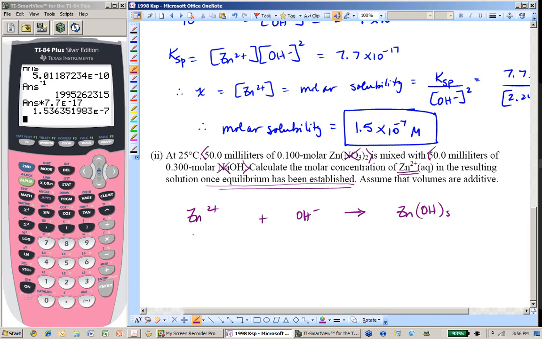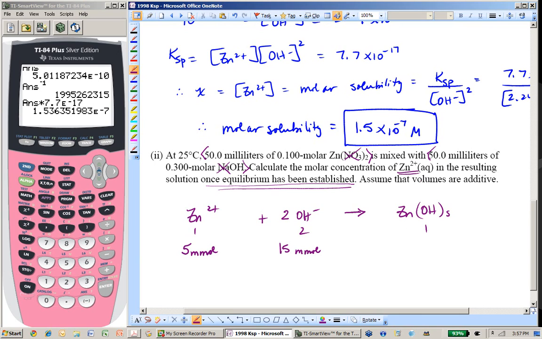So again, 50 times 0.1 is 5. So 5 millimoles of the zinc 2+ ion is present, mixed with 50 milliliters of 0.3. Well, that's going to be 3 times as much, so isn't that 15? And that needs a 2 there, sorry. So I have a 1 to 2 to 1 ratio here. This is 15 millimoles. Again, 0.3 times 50, right? I'm going to have 15 millimoles.